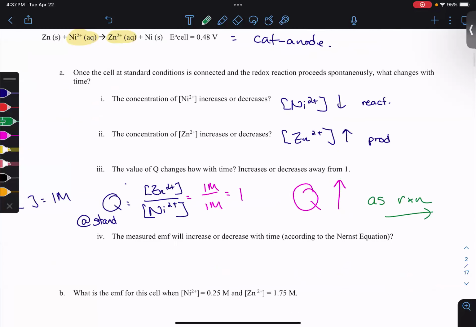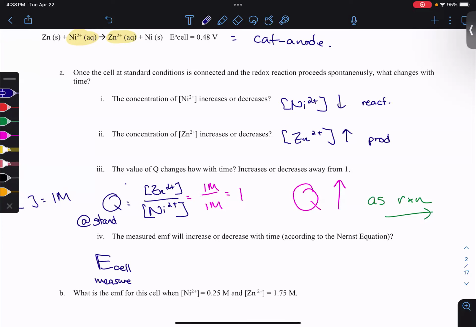So then how does the measured cell potential change as Q grows? We're going to use the Nernst equation to inspect this. The Nernst equation, we do give it to you. E cell, this is what you measure. Notice that there's no naught here.